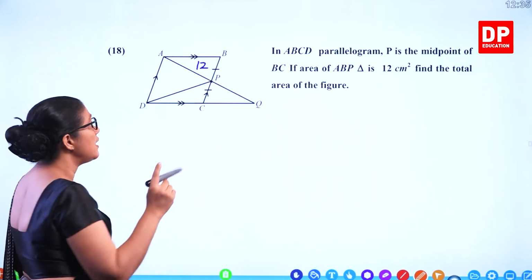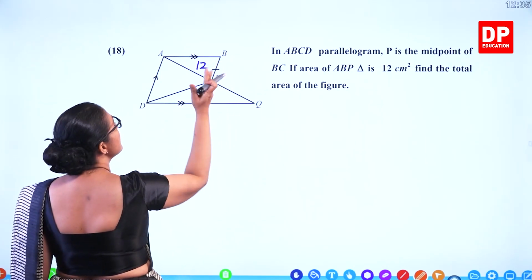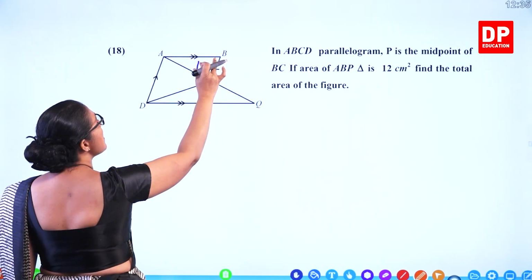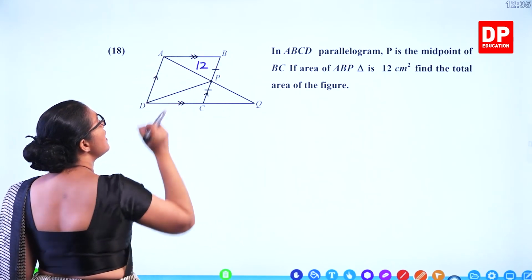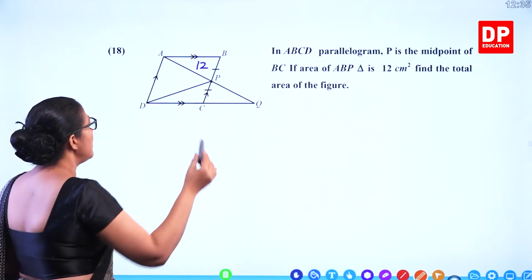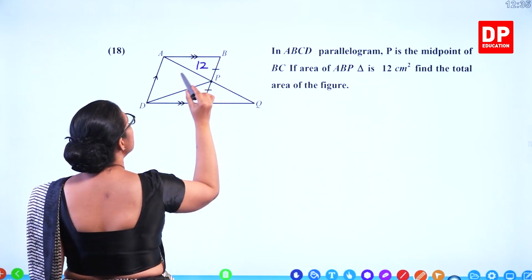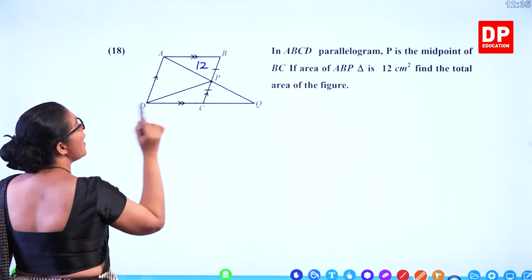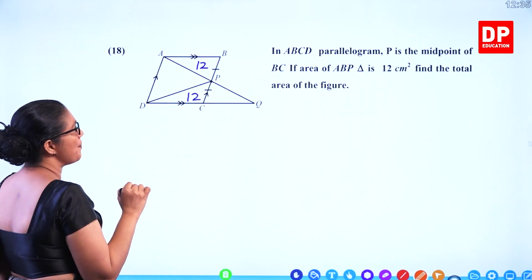Now look at carefully. This length is equal to this length. These two triangles are in between the same parallel lines. So the perpendicular height is equal. So same base, same perpendicular height. So this area is also same.